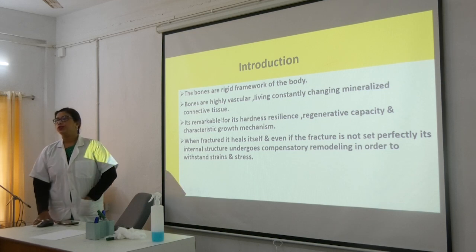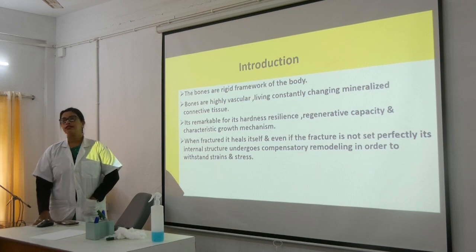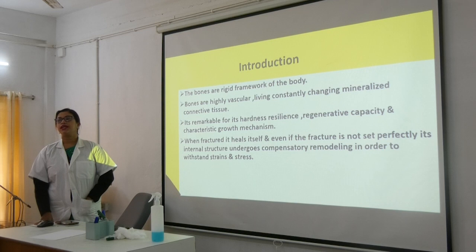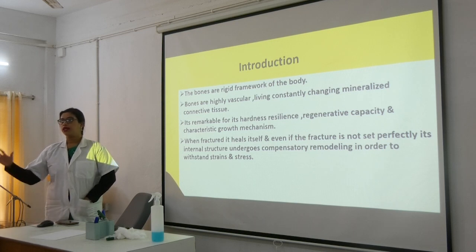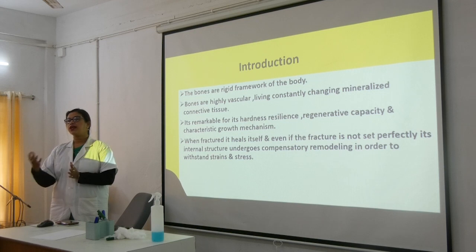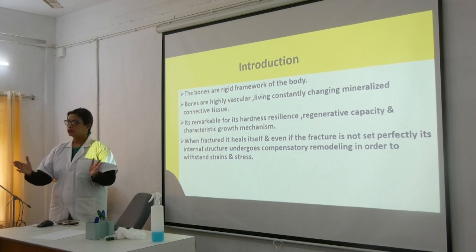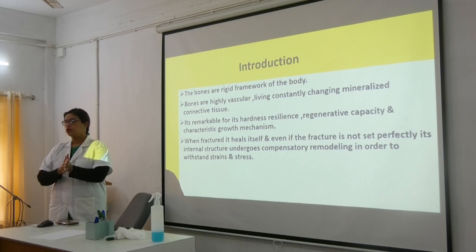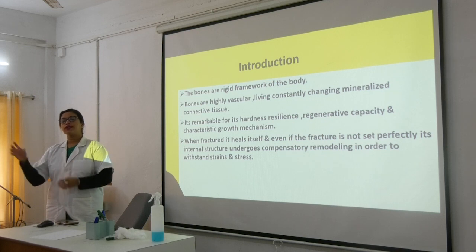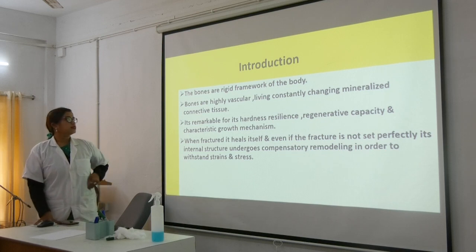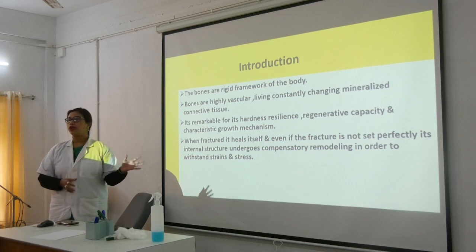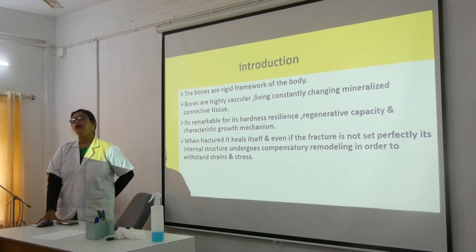So what are the functions? First, it is remarkable for its hardness, resilience and regenerative capacity. If a bone gets a fracture, then it would regenerate itself, right? It won't be the same thing, but it could regenerate by itself. In many kinds of fracture, if the bone is displaced from its position, we have to do open surgery and fix it closely so that it stays together in the right form. So this is known as the regenerative capacity. Any kind of fracture can regenerate by itself.